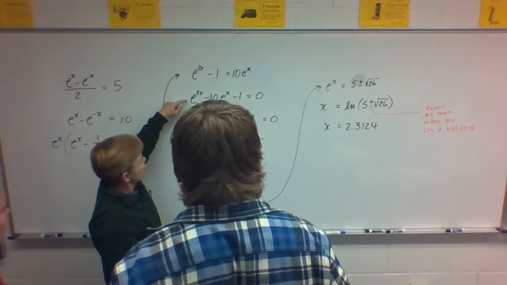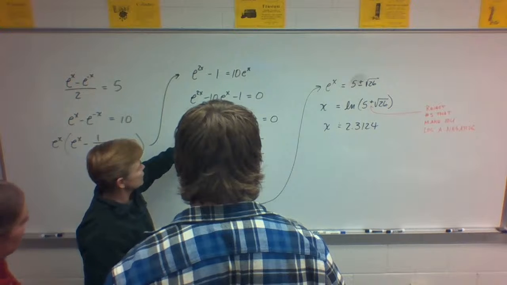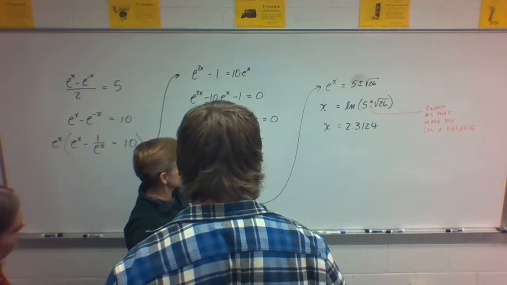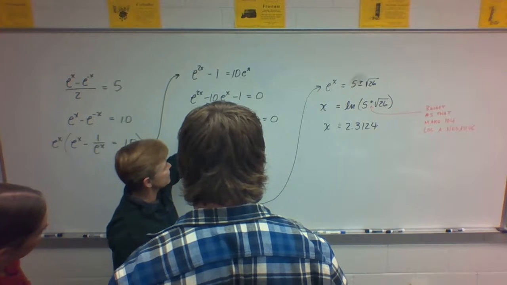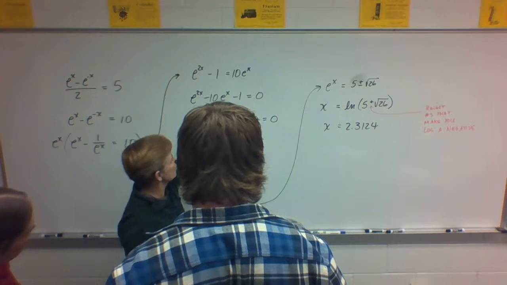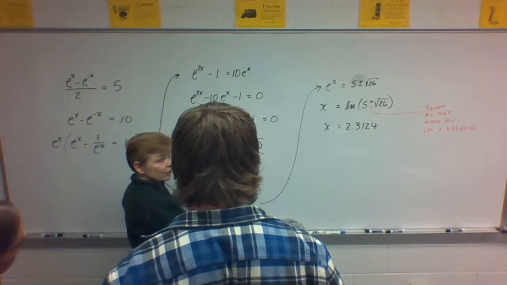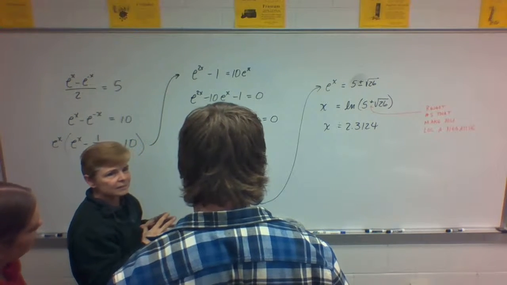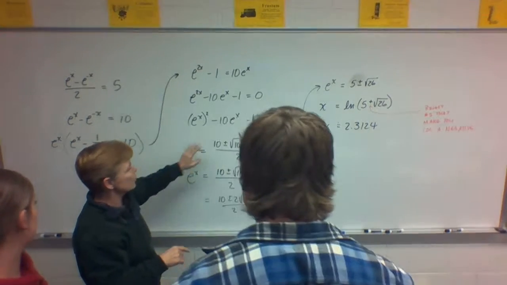If you take the time to write this quadratic thingy like this, then whatever is squared here and whatever is single powered here, that's your quadratic variable. Normally this would be x squared minus 10x minus 1, but it's not. It's e to the x squared minus 10 e to the x minus 1. So the thing that's squared here and single here, we call it the quadratic variable. It's not x, it's e to the x. That's our whole variable.